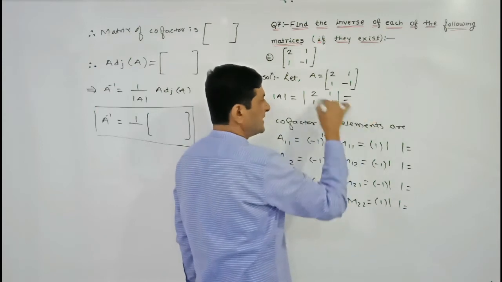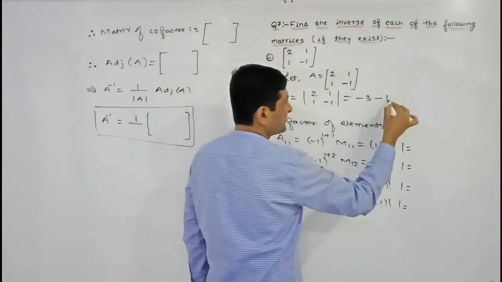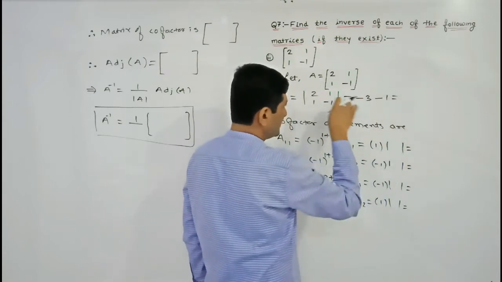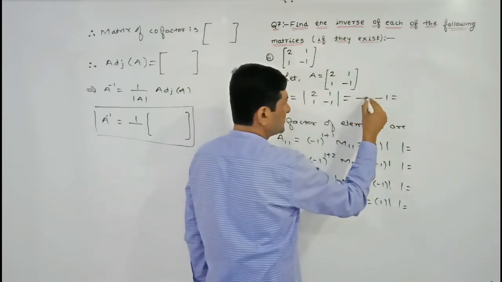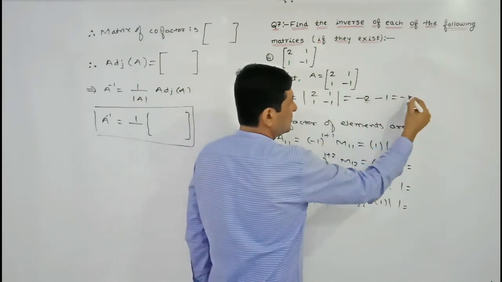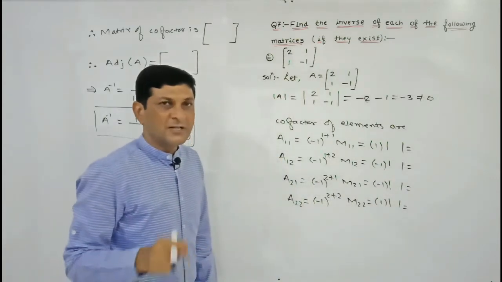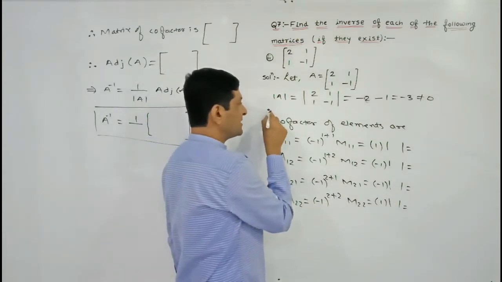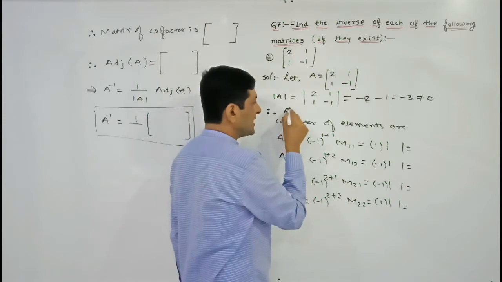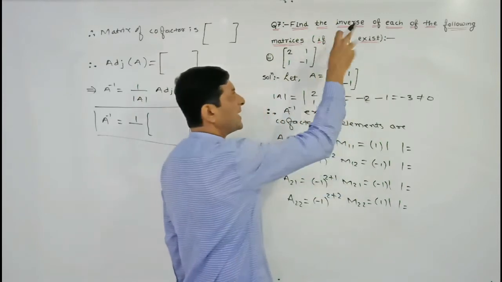Now let us simplify this determinant. This product is -3 minus this product is 1. So which is equal to, sorry, this product is -2 and this product is what? 1. So -2 minus 1 will be equal to -3, which is not equals to 0. And if the value of determinant is not equals to 0, we can say that matrix is invertible, means we can say that A inverse exists. Now first part is completed.